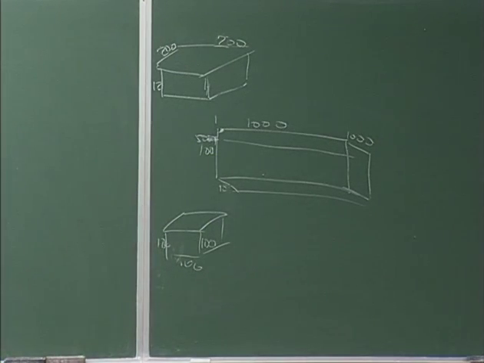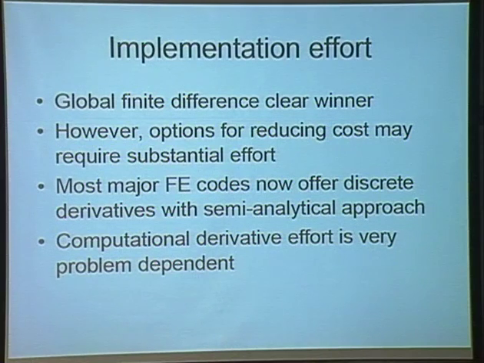And finally, implementation effort. The main point that I want to get across here is that global finite difference is cheap. And don't let all the papers that are published about other methods make you forget that. In most applications, that's what you'll be using. Unfortunately, what happens is that people find that it's too expensive, and they find ways of improving global finite differences by using approximation, and that becomes a problem.